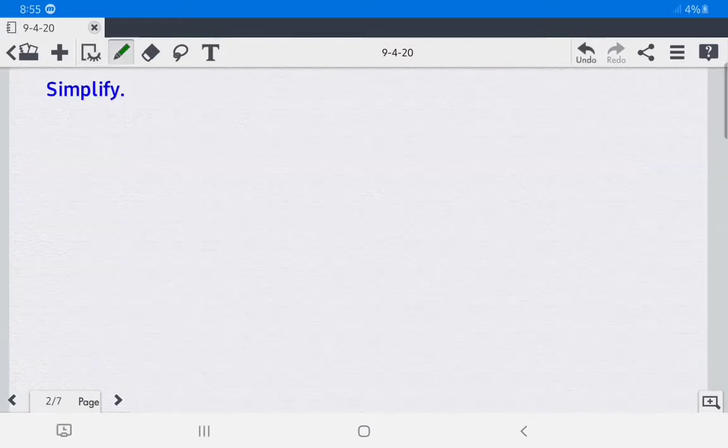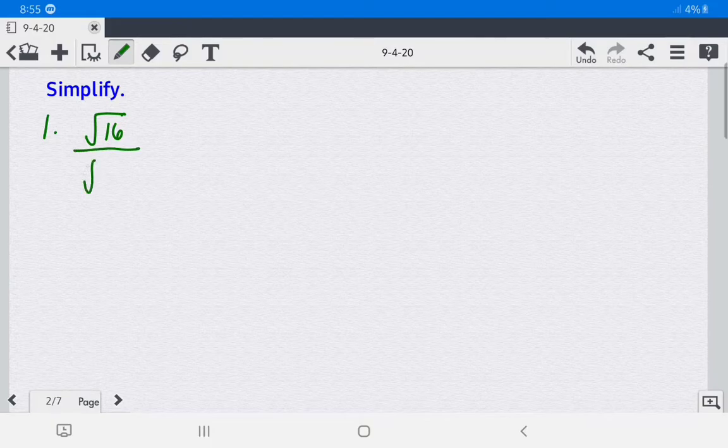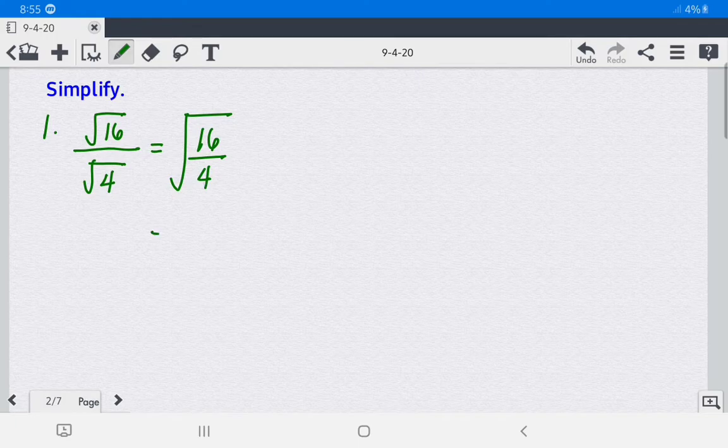Let's say for example we have square root of 16 over square root of 4. Using the quotient rule for radicals, we have square root of 16 divided by 4. 16 divided by 4 is 4, so we have square root of 4. We all know that square root of 4 is 2.